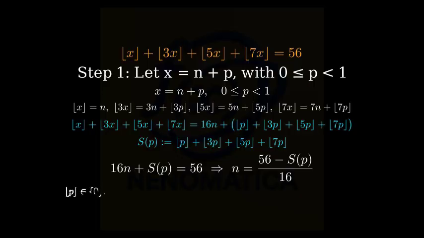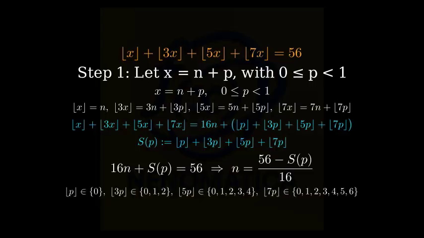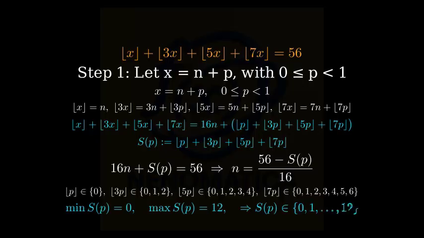Step 3. We bound s of p. Since p is in 0 to 1, floor of p is 0. Floor of 3p can be 0, 1, or 2. Floor of 5p can be 0, 1, 2, 3, or 4. And floor of 7p can be 0, 1, 2, 3, 4, 5, or 6. So the minimum s is 0, and the maximum s is 12.